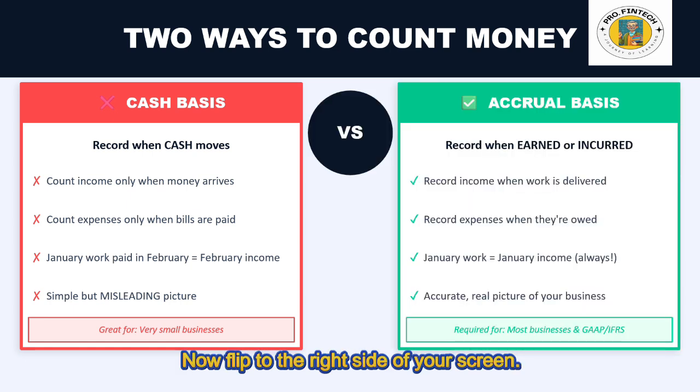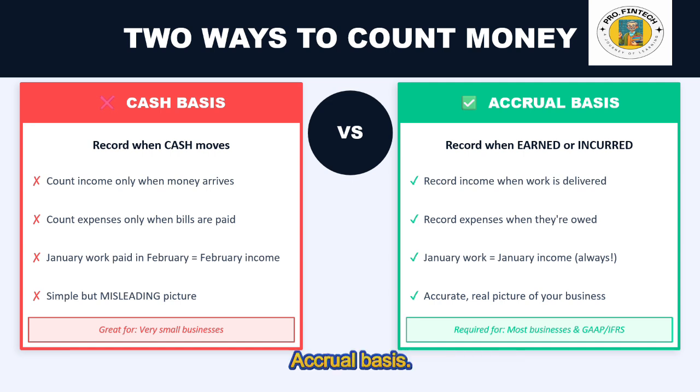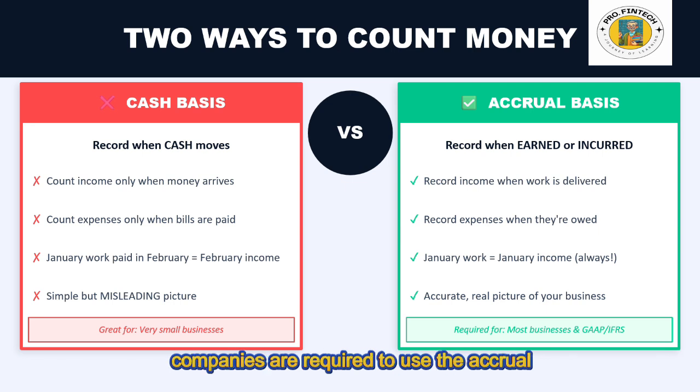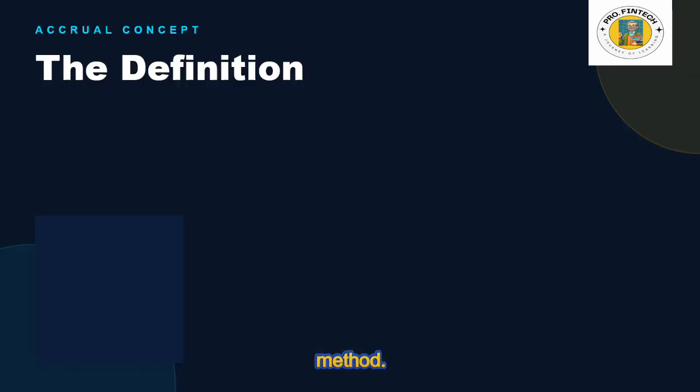Now flip to the right side of your screen. Accrual basis. Accrual basis says record income when you earn it. Record expenses when you owe them, regardless of when the cash actually moves. So that $8,000 you earned in January under accrual, it goes on the books in January where it belongs. That's the core difference, and that's why most businesses and all publicly traded companies are required to use the accrual method.